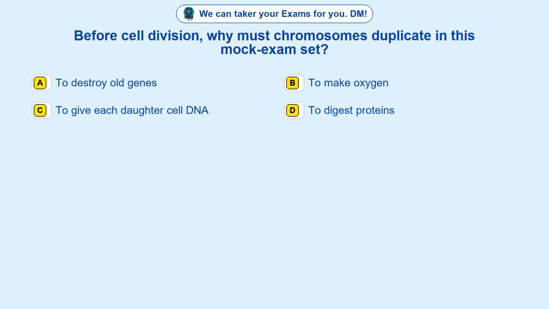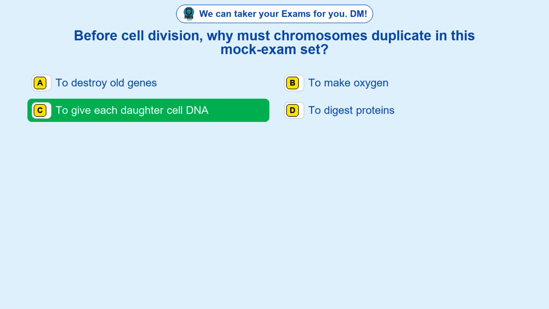Question 4. Before cell division, why must chromosomes duplicate in this mock exam set? Option A. To destroy old genes. Option B. To make oxygen. Option C. To give each daughter cell DNA. Option D. To digest proteins. The correct answer is option C. To give each daughter cell DNA.